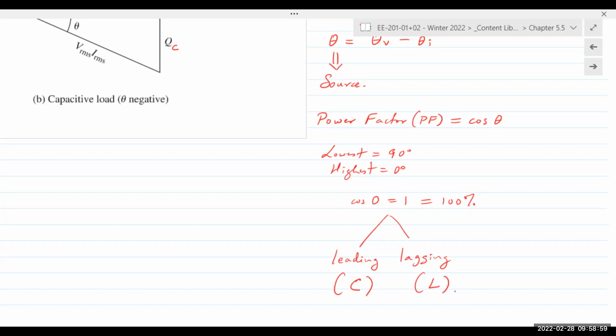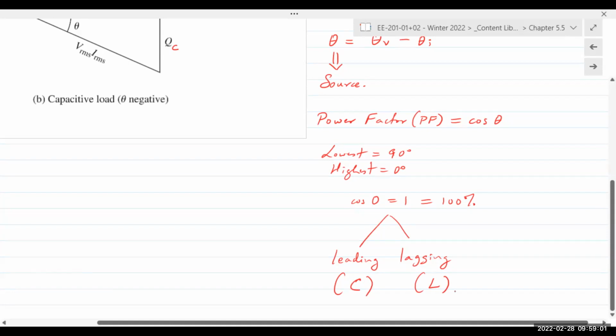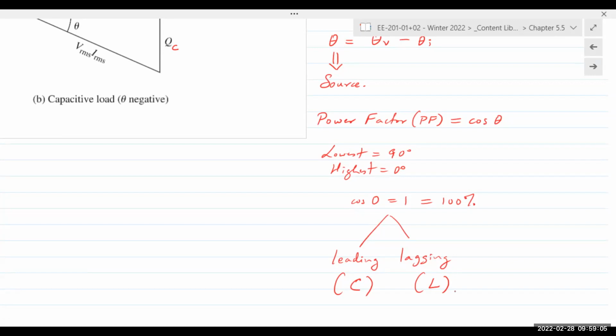So if a customer tells the utility company that my power factor is about 45% lagging, then it is very, very low. Sorry, not 45, I was just doing an angle of 45. If it says 45% lagging, then cos of theta is 0.45, so theta is cos inverse of 0.45. That is a very large angle. The utility company will tell the customer that, hey, you need to get your power factor up. Otherwise, I'm not going to send you any electricity.